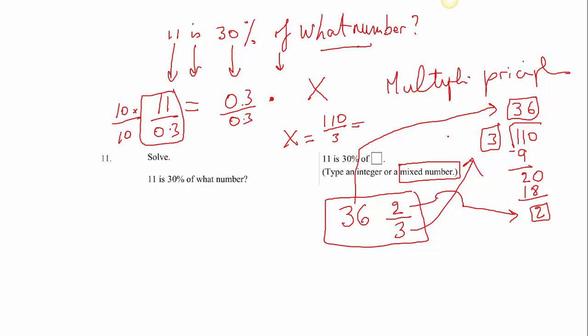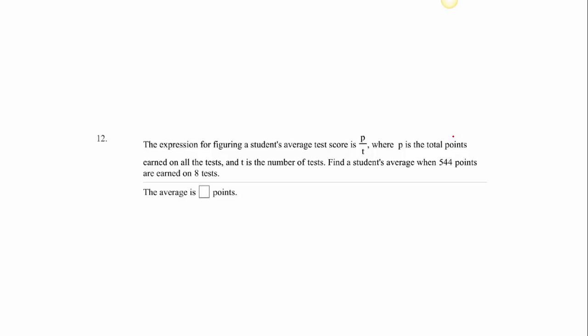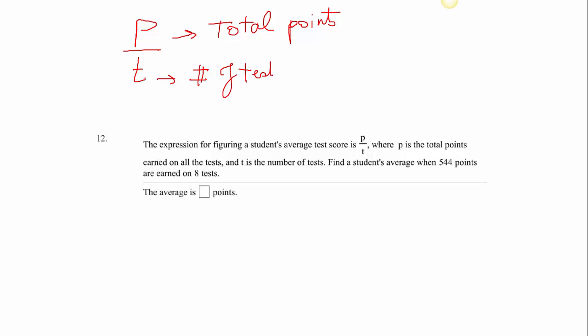Alright, let's move to the next question. The expression for figuring a student's average test score is P over T. So we have a formula, P over T, where P is the total points and T is the number of tests. Make sure to write the formula and understand the formula. So here we have an example. The student earned 544 points, so P equals 544, and the number of tests is 8.